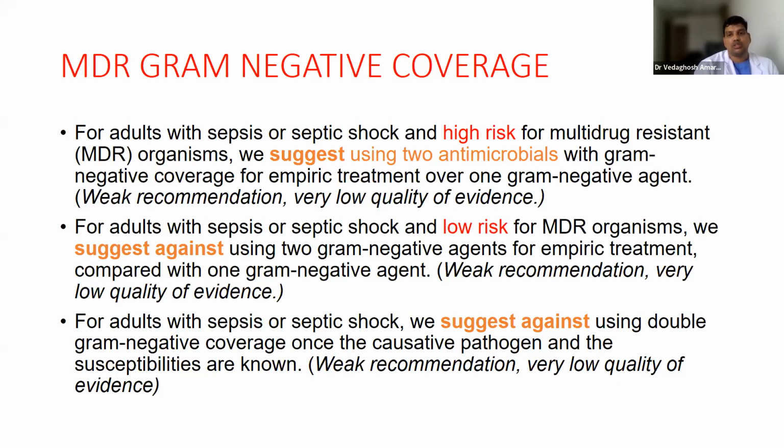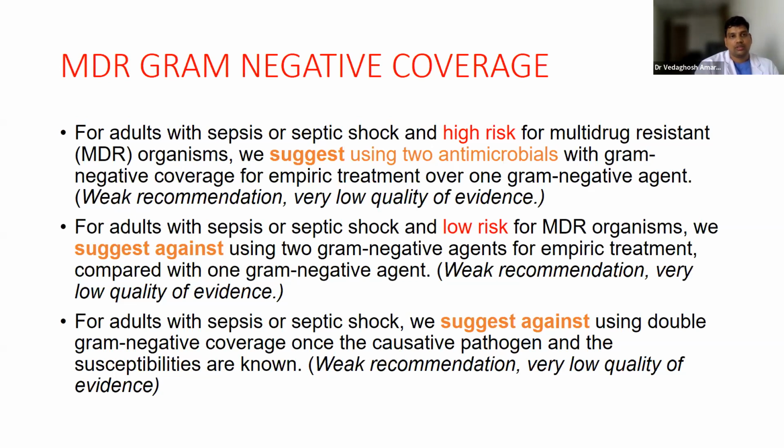And for patients with low risk of MDR organisms, where the complications we discussed before are not there, they suggest against using 2 gram-negative agents. You can use only a single gram-negative agent. Also, once the pathogen is known after the blood culture has come, they suggest against using double gram-negative coverage. Once the resistance and microorganism have been found, you have to taper the antimicrobial cover, de-escalating from double gram-negative cover to single cover as much as possible once the organism is found.